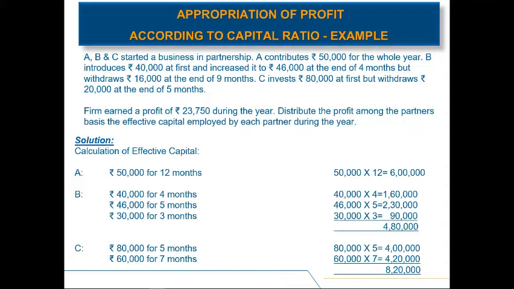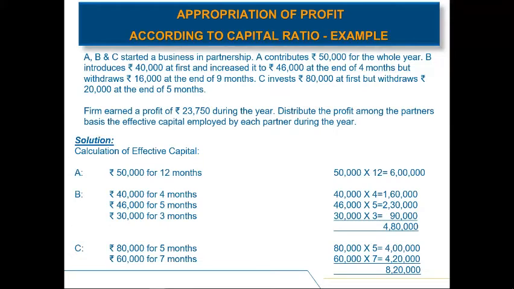As per the question, A has contributed rupees 50,000 in the beginning and there was no change in the capital contributed by A to the business. Hence, we will multiply 50,000 by 12. For B, as I said earlier, there may be scenarios where there are multiple changes in the amount of capital contributed by the partners. So, for the first 4 months, the amount invested by B was 40,000. So, we will multiply 40,000 by 4.